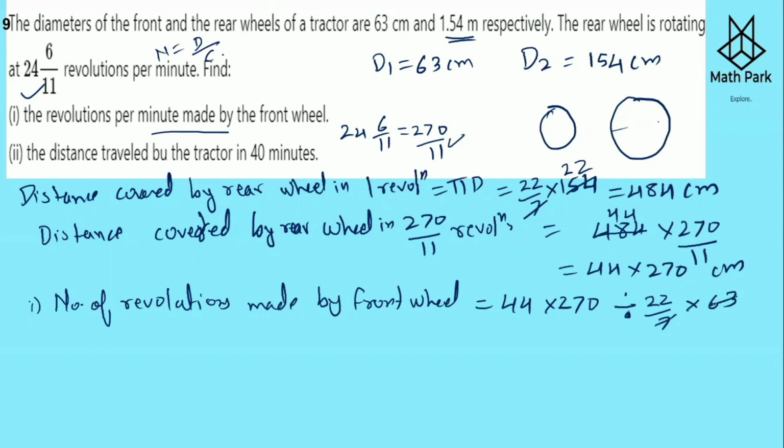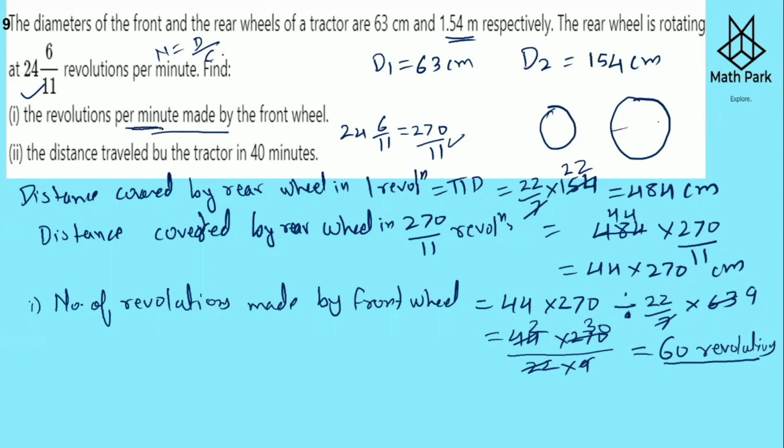So 7 ones are 7 and 7 nines are 63. So this is 44 into 270 divided by 22 into 9. 22 twos are 44. 9 30s are 270, so 2 times 30 is 60 revolutions. So 60 revolutions are made by the front wheel per minute. Now we are asked to find out the distance traveled by the tractor in 40 minutes.